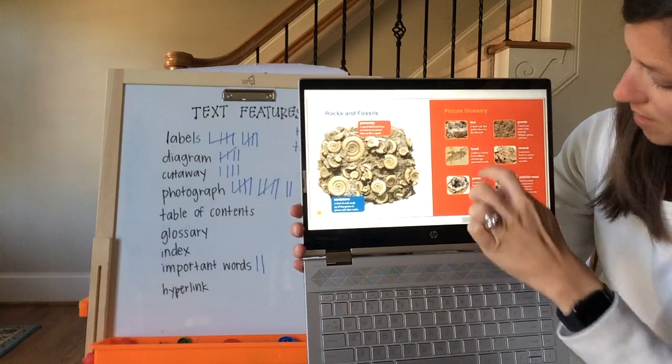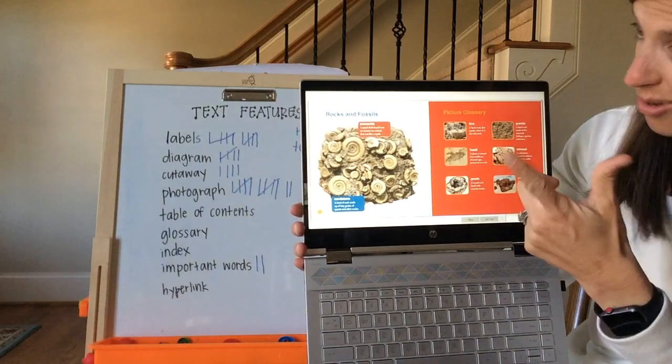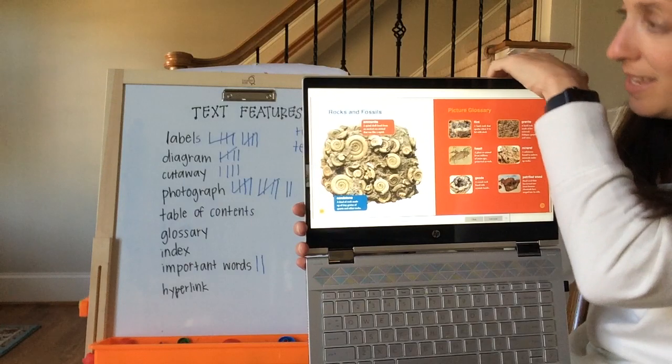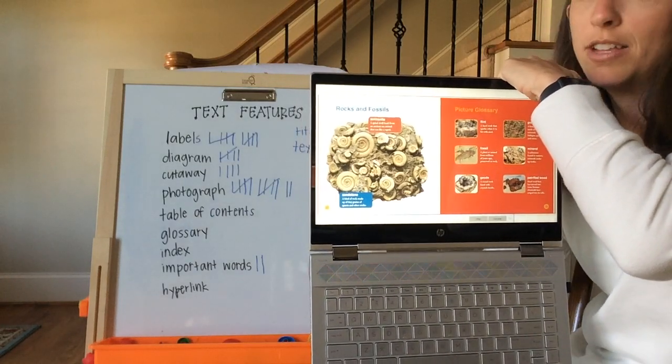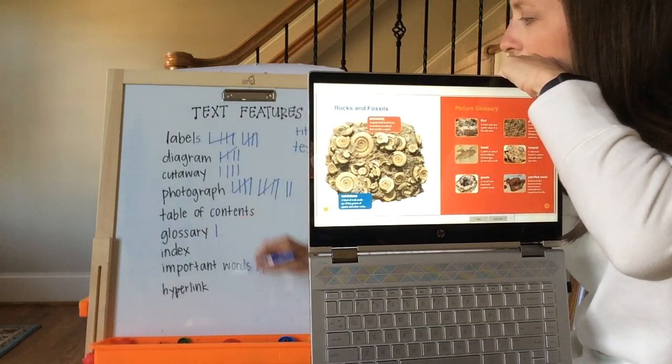Okay, over here, look what we see. We see words in alphabetical order, pictures to go with them, and it tells us what they mean. This is called a picture glossary. So there's our glossary. Let's give it a tally.